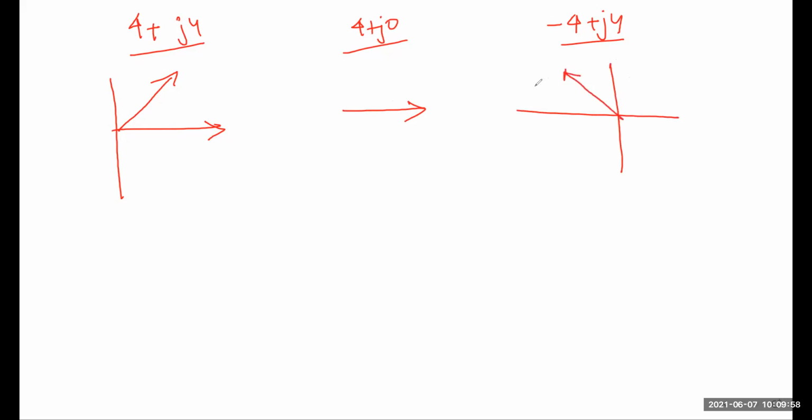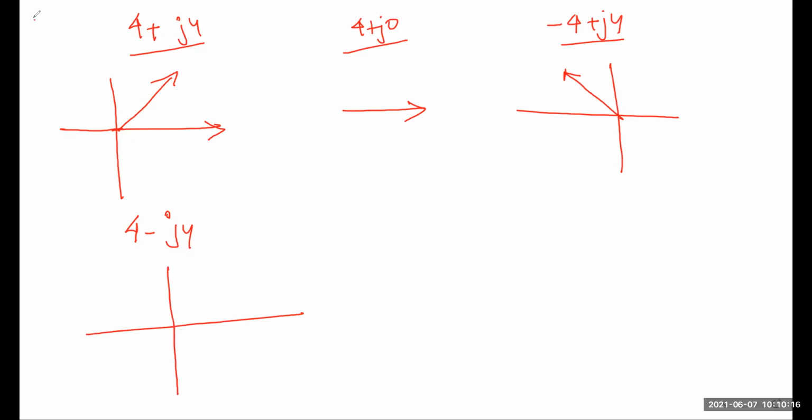That means it falls in the second quadrant. Okay, 4 plus j4 falls in the first quadrant. So minus 4 plus j4 falls in the second quadrant. Okay, secondly, if I go for 4 minus j4, if this happens, it is 4 right and 4 down.